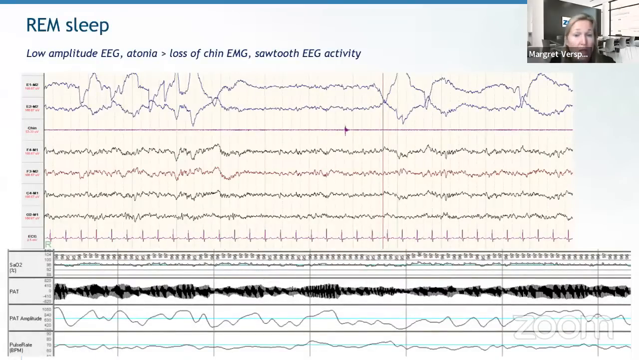In REM, we see actually a bit the same pattern as we see between wake and light sleep. We can see that the PAT signal is low, there is variability in the PAT signal, variability in the pulse rate, and also variability in the oxygen saturation. And in the EEG, we see the specific rapid eye movements, of course, with the atonia.